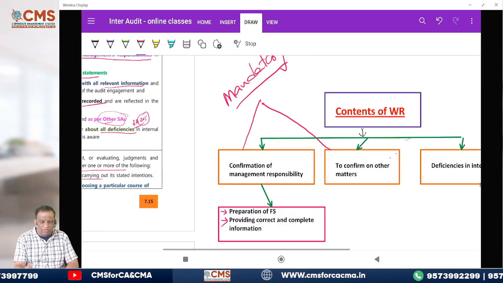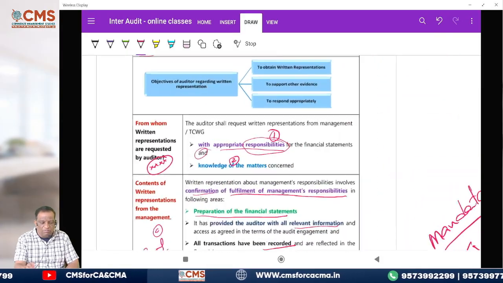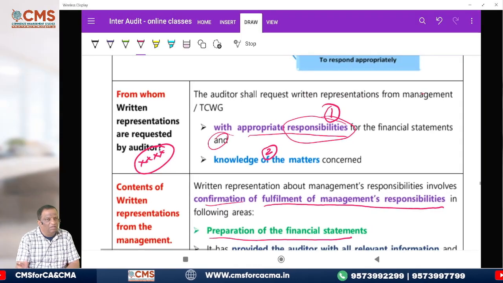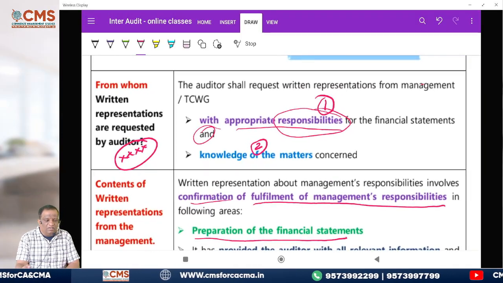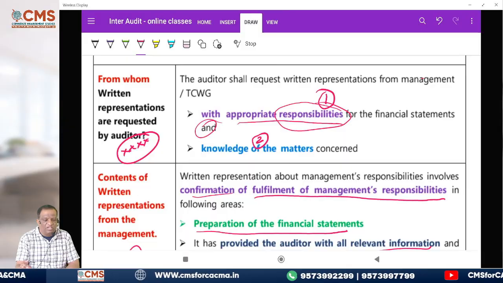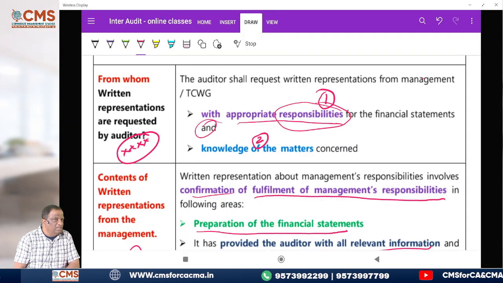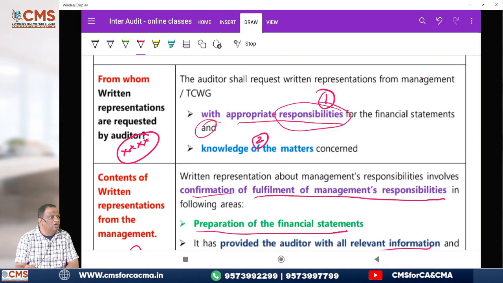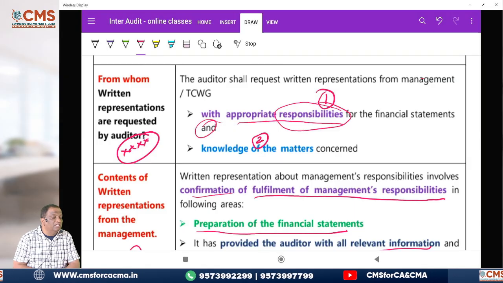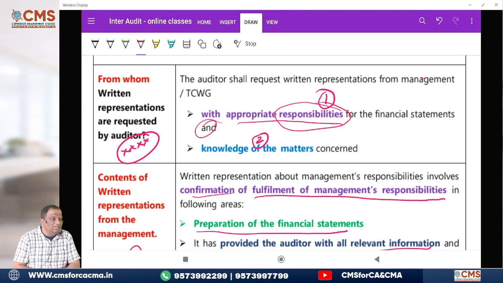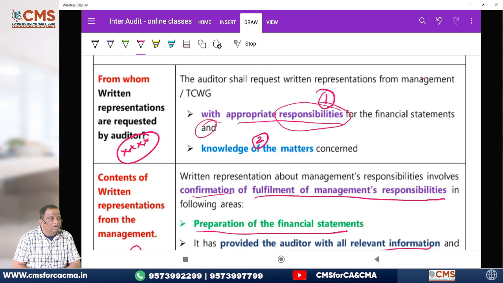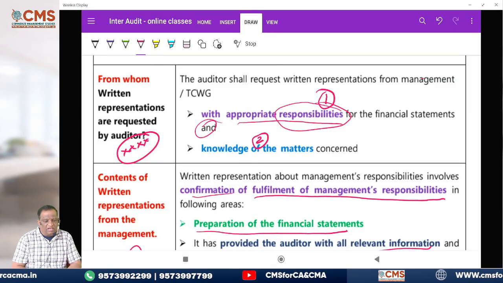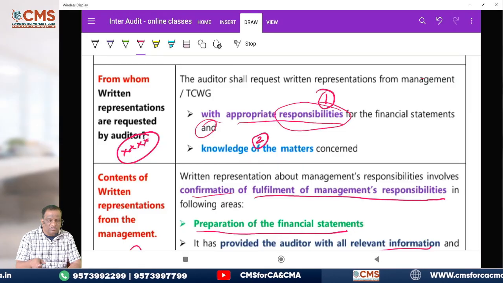Then before I come to the contents, this point is also important. From whom should I take the representation? Now if I ask you, the management will give. But there is one more word: apart from the management, there are also those charged with the governance. Then should I take it from management or from those charged with the governance? Who are the right people? Since it's a revision, I expect you are aware of this. Who is the higher authority? Those charged with the governance. So, shall I directly go and ask those charged with the governance? That's what this standard says.